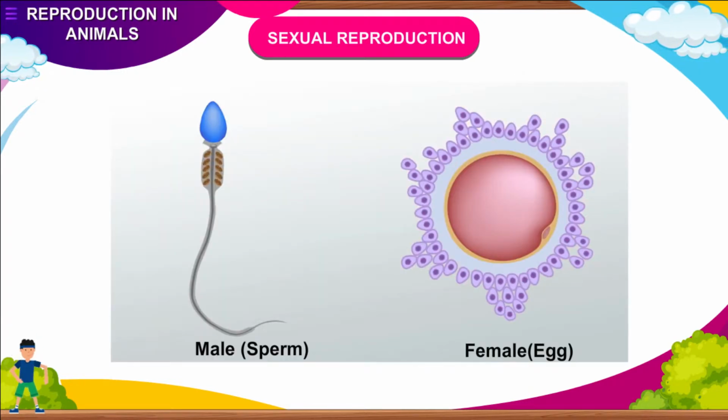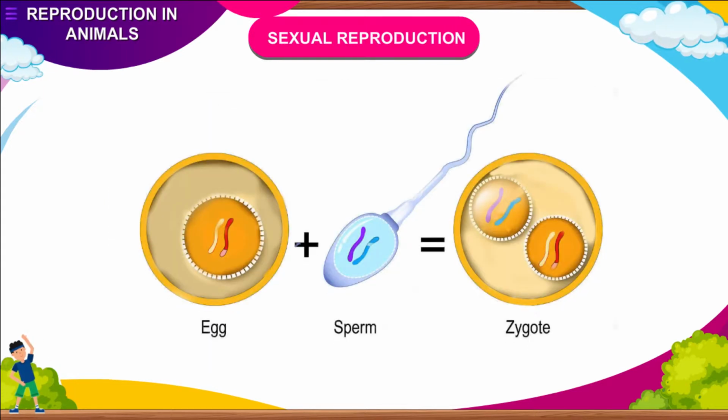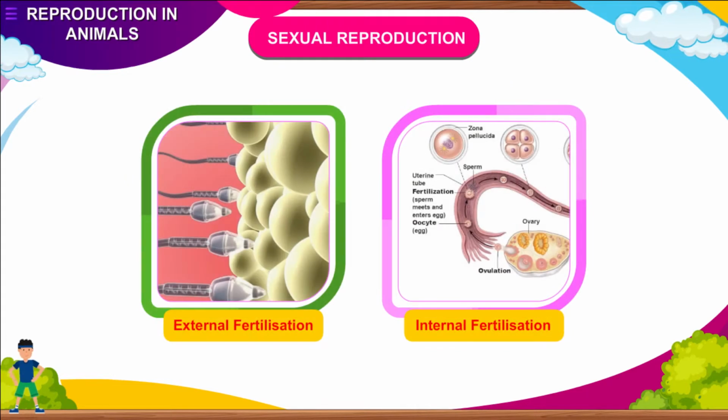Sexual reproduction takes place by the fusion of male and female reproductive cells. The male reproductive cell is called the sperm, while the female is the ovum. When the male and female reproductive cells fuse, a zygote is formed. The process of fusion of sperm and ovum is called fertilization of the egg. Fertilization may be either external or internal.